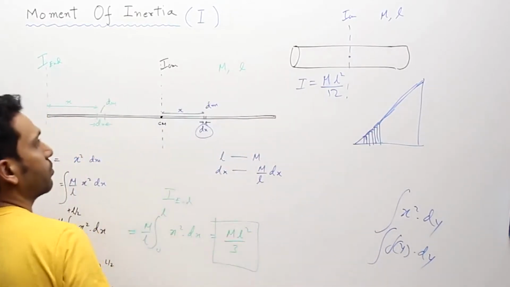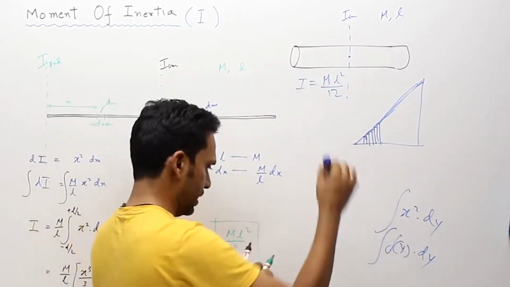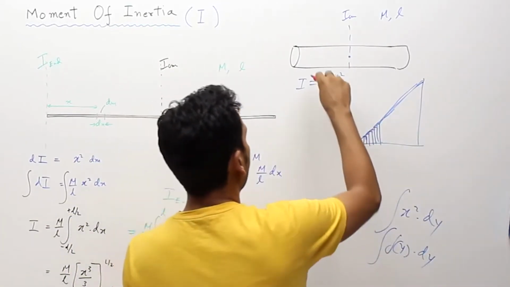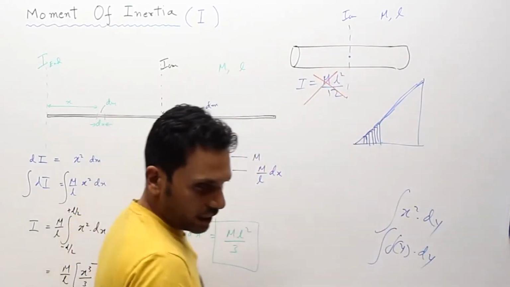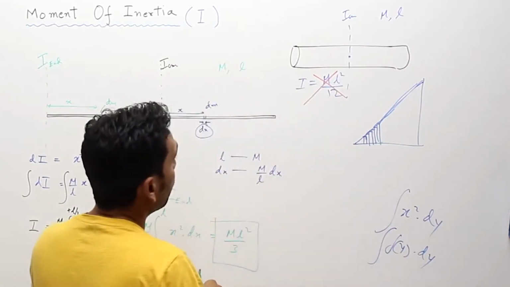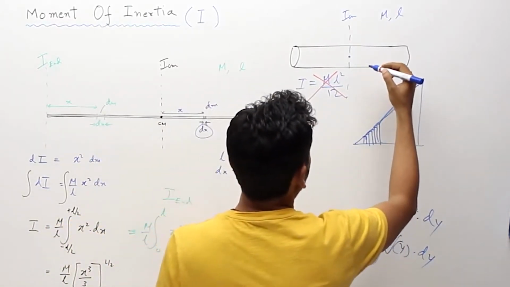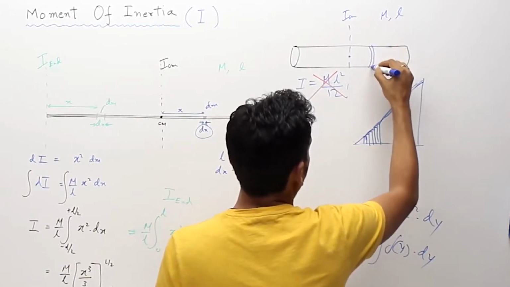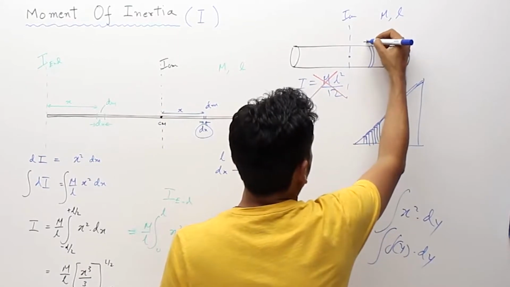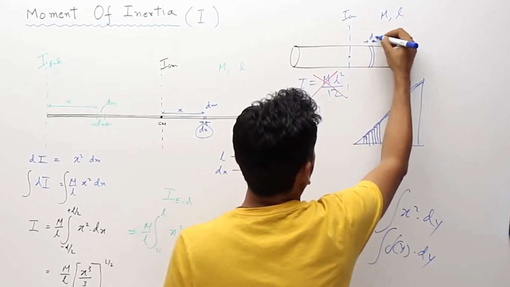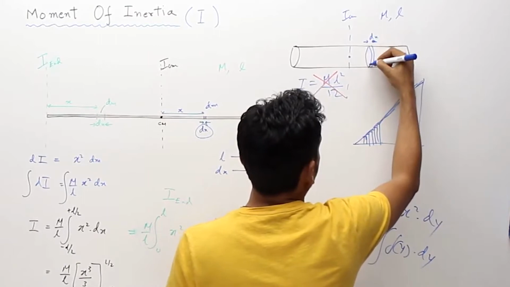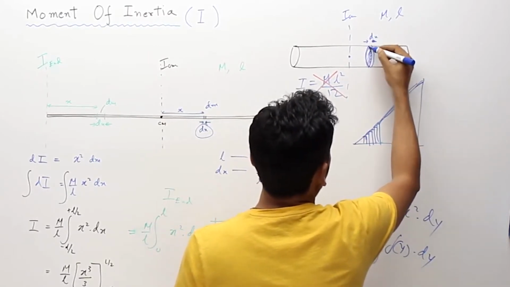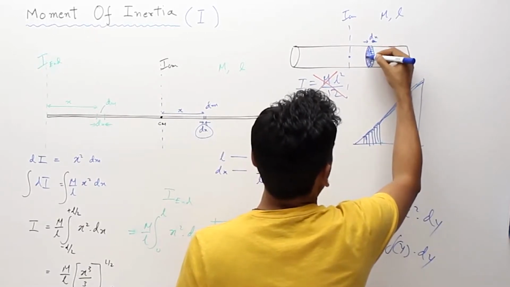Will it be that? Not at all. Now, the reason being, why not? Why is it not that? Let me say that I have taken a dm over here having a width of dx, so it will come like a disk. That's your dm, which is coming like a disk.